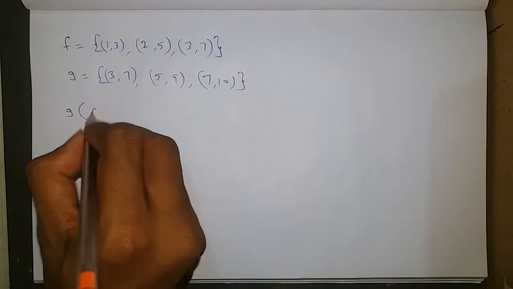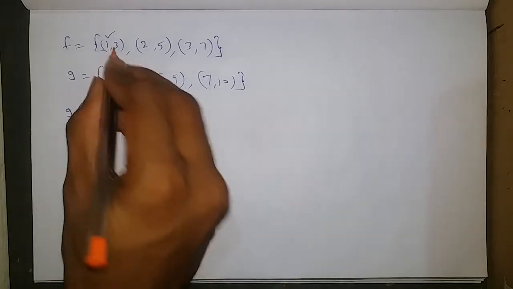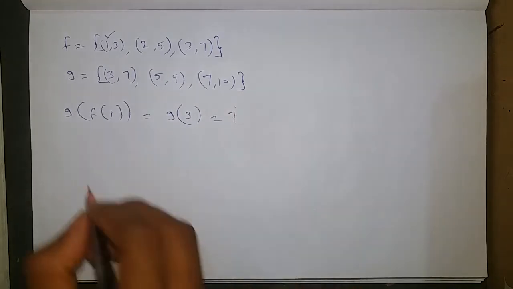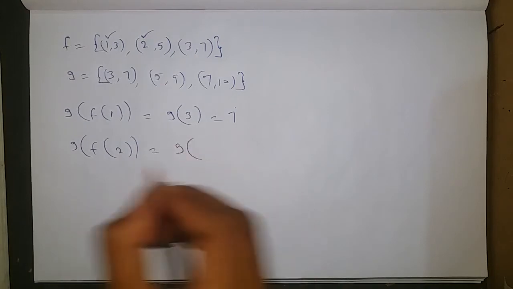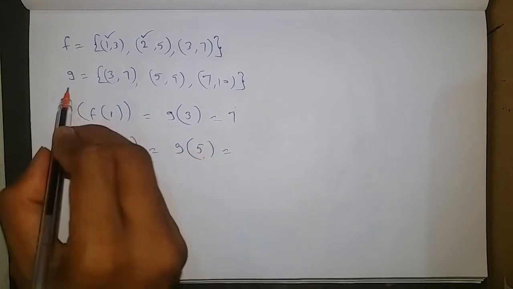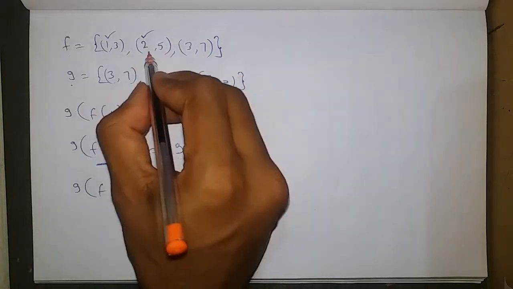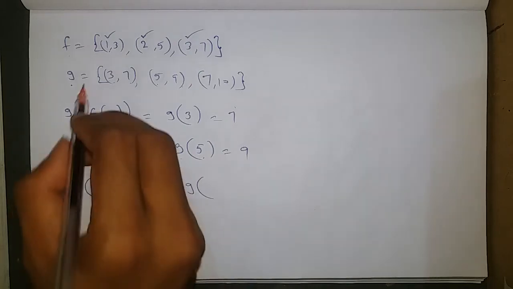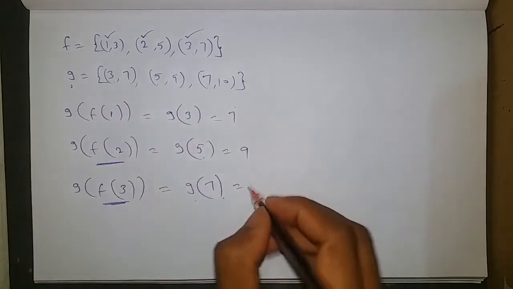So g of f of, the first one is 1. f of 1 is 3. Next, g of 3. g of 3 is 7. Next, g of f of 2. f of 2 is 5. Next, g of 5. g of 5 is 9. Next, 1 completed, 2 completed, the next one is 3, which is g of f of 3. f of 3 is 7. So next g of 7. In g, 7 is 10.